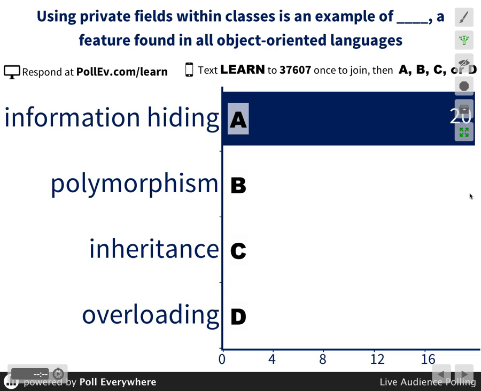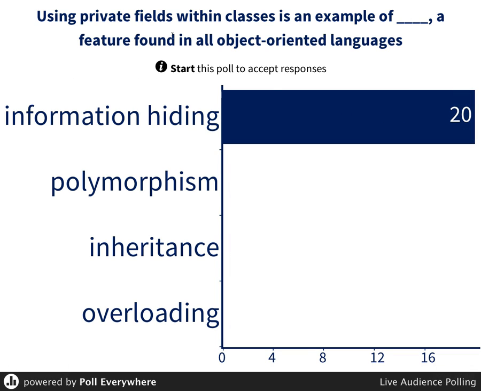I think 20 of you out of 25 think it's information hiding. And I can't hide the fact, no pun intended, that it isn't anything but A. It has to be A. We talked about this yesterday at length, actually. We said, when using private fields within classes, we want to information hide, and it's a key feature of object-oriented languages because we don't want to show the guts of the engine.